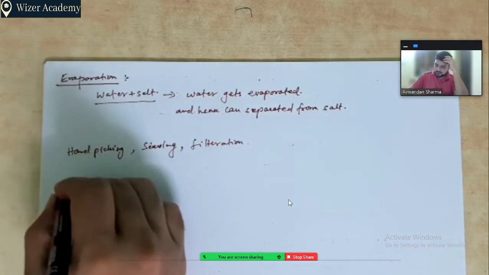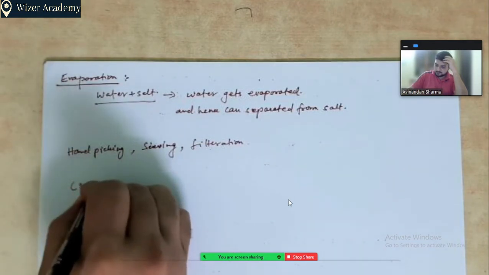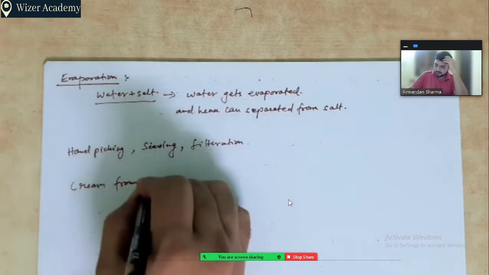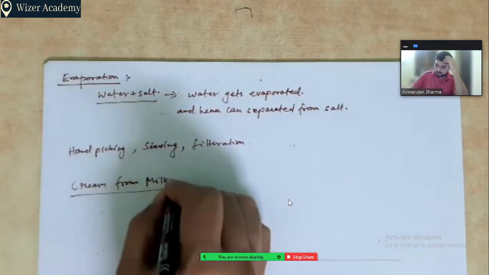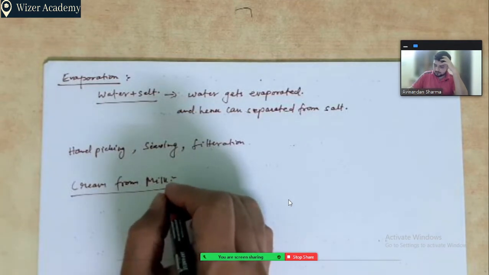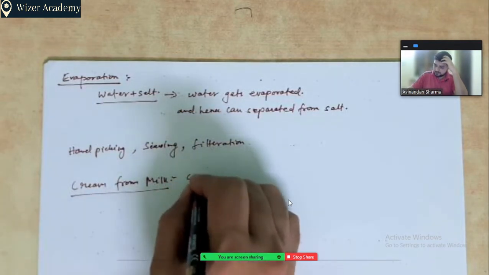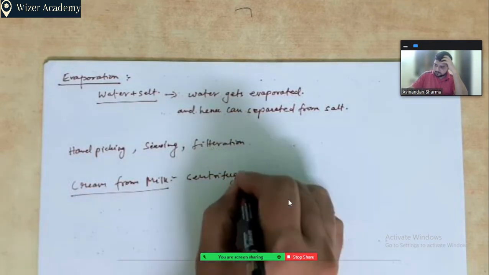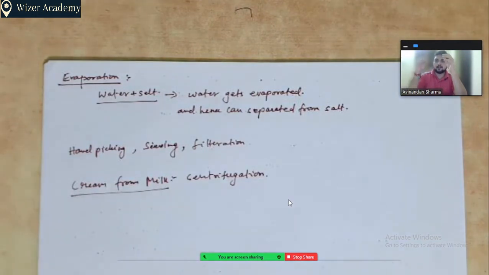First is, how can we separate cream from milk? It is done by centrifugation. We must have seen an apparatus in our day-to-day life where the milk is churned and the cream comes out from the milk. So that is an example of centrifugation, in which there is a motion of liquid by which the cream comes out and it can be separated.